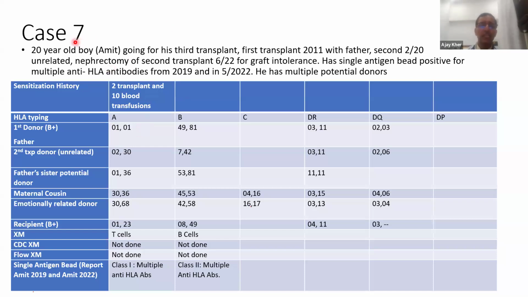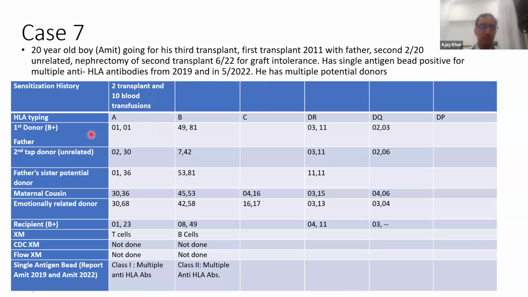Now we'll move to the next case. A 20-year-old boy, Amit, going for his third transplant. First transplant in 2011, second transplant with his father. Second transplant was an unrelated. Underwent a nephrectomy of the second transplant due to graft intolerance in 2022. And he has had single antigen beads multiple times, once in 2019 and once before the nephrectomy in 2022. And he has multiple potential donors.